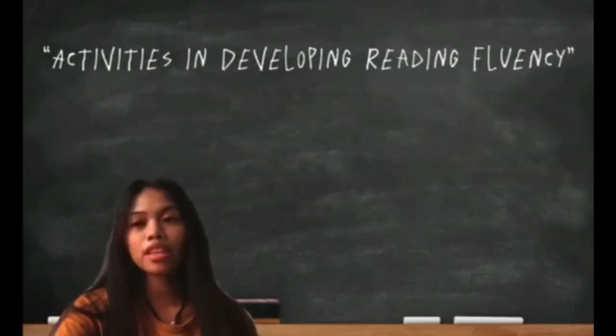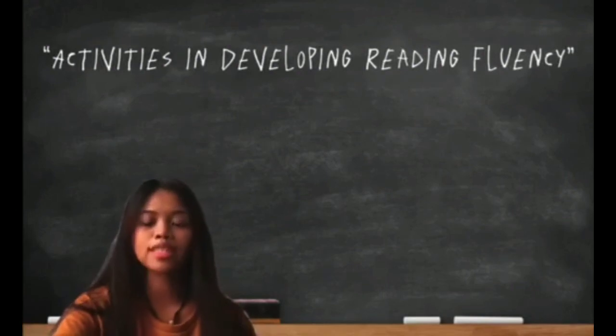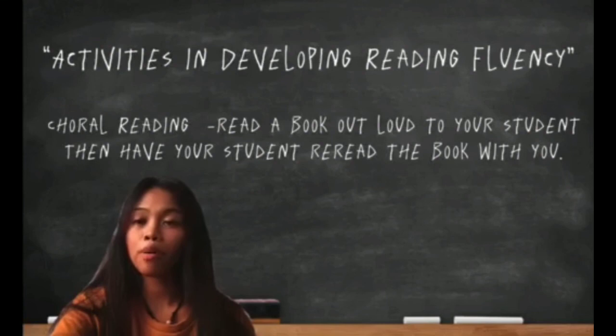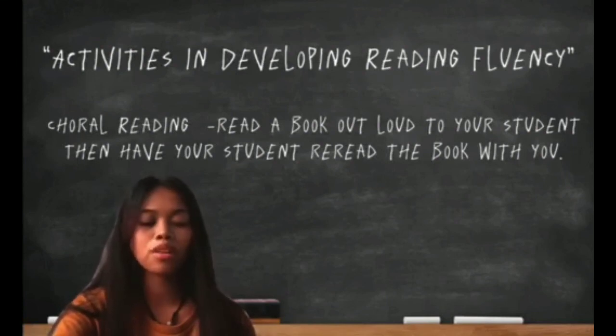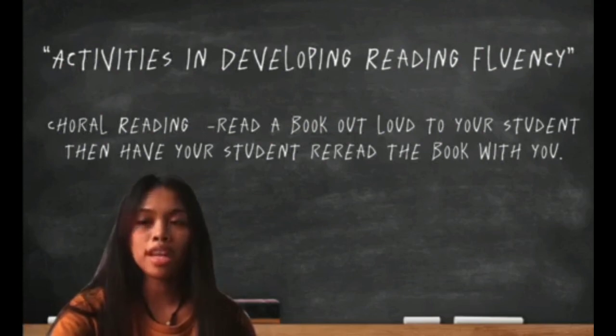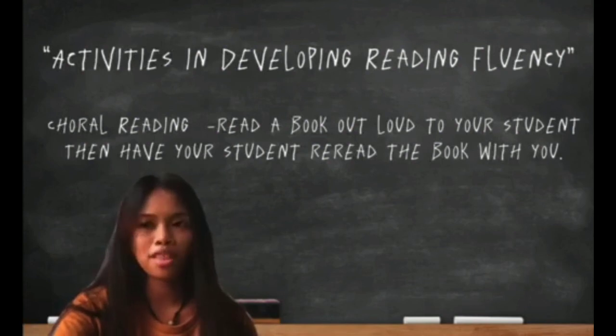Now the first activity in developing your child's reading fluency is choral reading. Choral reading is to read a book out loud to your student, then have your student reread the book with you. For example, you read The Little Pig Went to the Market first, and then you read it again, but this time you let your student read with you.